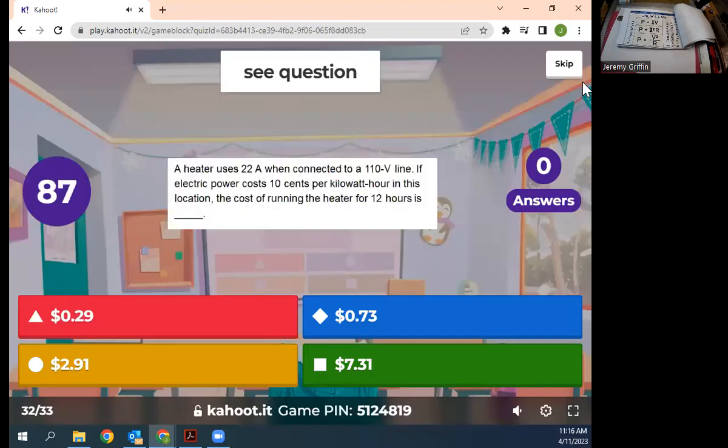22 amps when connected to 110 volts. 10 cents per kilowatt hour. What's the cost for running for 12 hours?